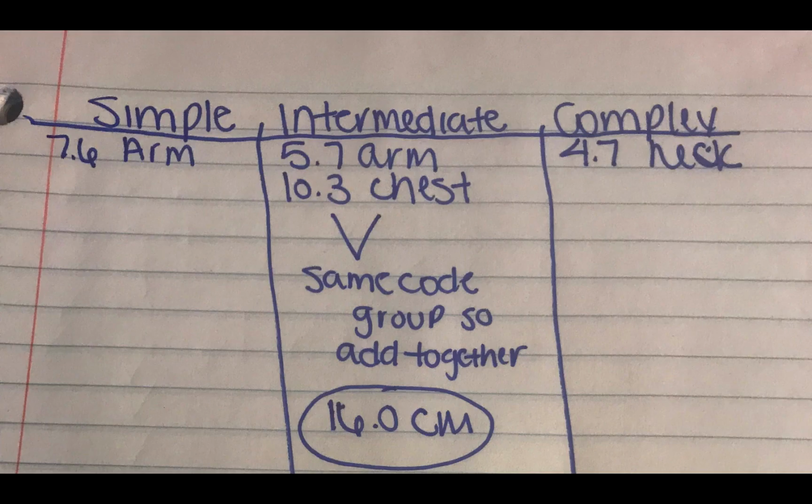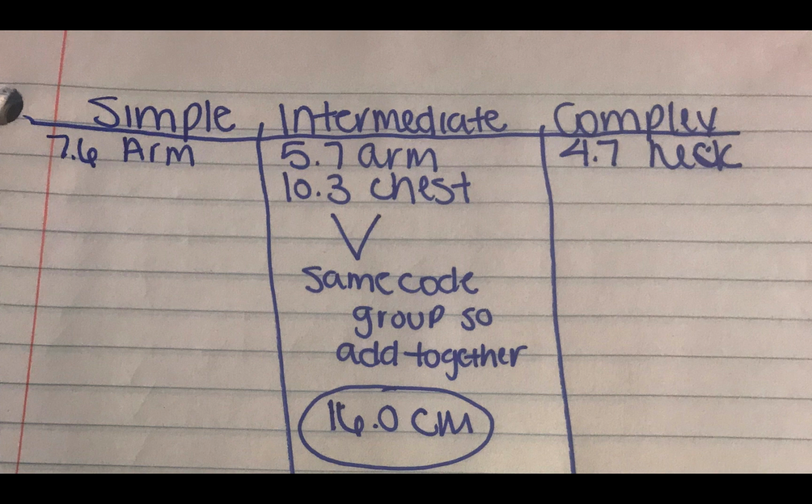As you can see, I wrote down 3 columns for simple, intermediate, and complex. Any wound that was repaired that's simple, I put under the simple column, so that was 7.6 for the arm, 5.7 for the arm under the intermediate, and 10.3 of the chest. Complex repair was 4.7 of the neck.